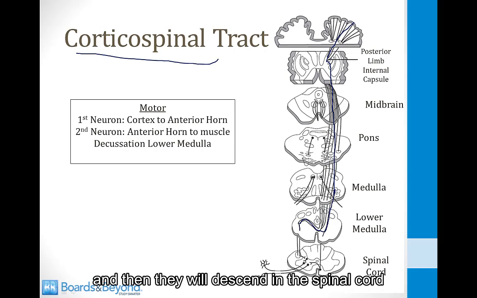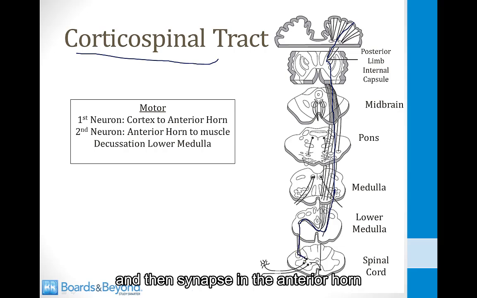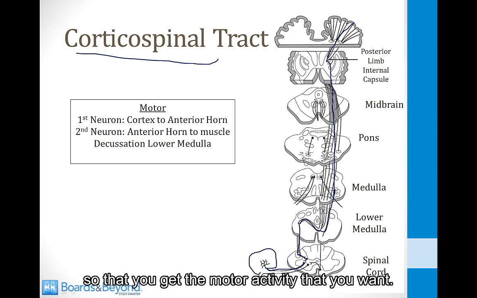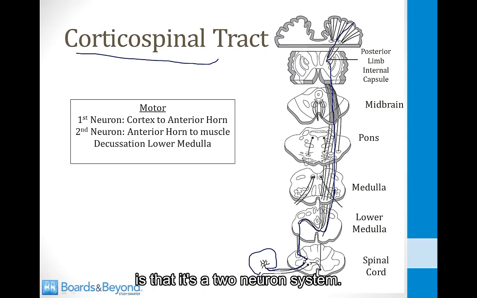And then they will descend in the spinal cord and then synapse in the anterior horn at the level of the spinal cord where they want to create an activity. A second neuron then will carry the signal out to the periphery and innervate the muscle so that you get the motor activity that you want. So important things to know about this system is that it's a two-neuron system. The first neuron is from the cortex to the anterior horn of the spinal cord, and the second neuron is from the anterior horn to the muscle.